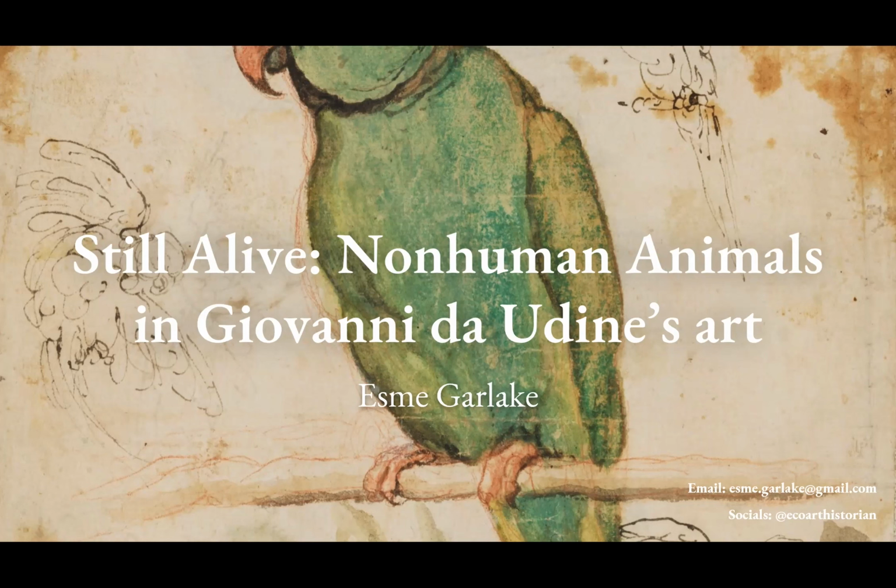Thank you, and I've really enjoyed all of the talks so far. I feel like it's a really lovely space to come to where we're all from different angles, and I've already learned a lot. So today is going to be hopefully a bit of an introductory talk. You don't have to know much about art history before. And maybe you already do, but this is going to be about Giovanni da Udine's art and, in general, non-human animals in art history.